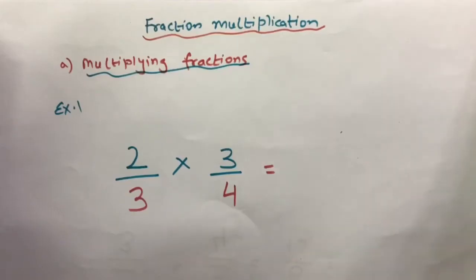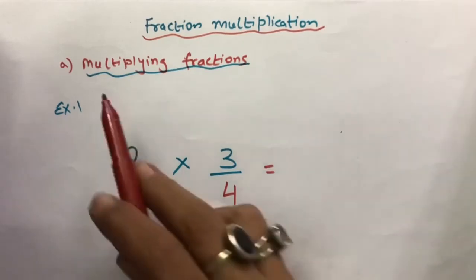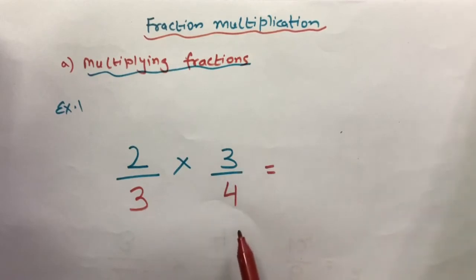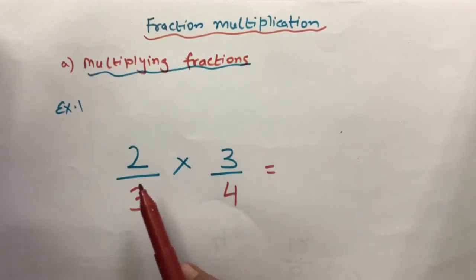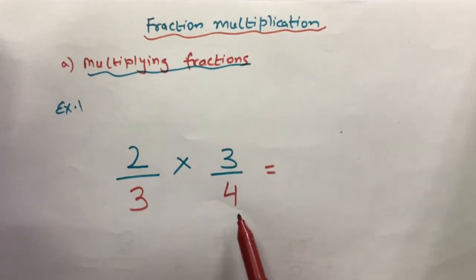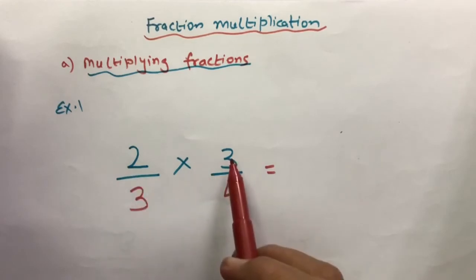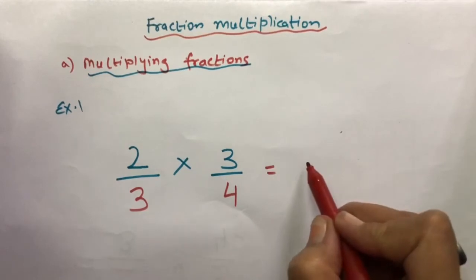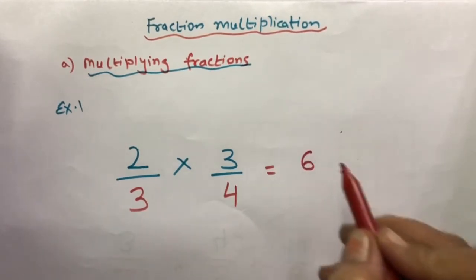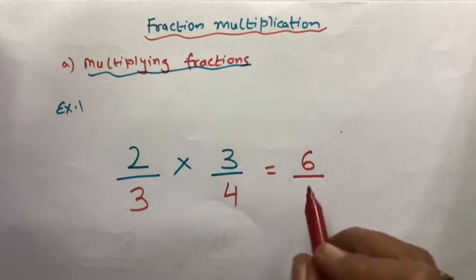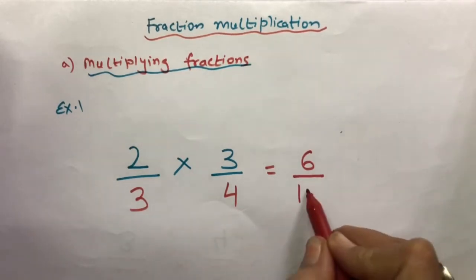Let us understand by doing some examples. So for the first one, multiplying fractions, that is one fraction to the other fraction. Here we have an example of 2/3 that is to be multiplied with 3/4. In this case, we multiply the numerators first, that is 2 and 3. So 2 multiplied by 3 gives 6, and we multiply the denominators, 3 fours are 12.